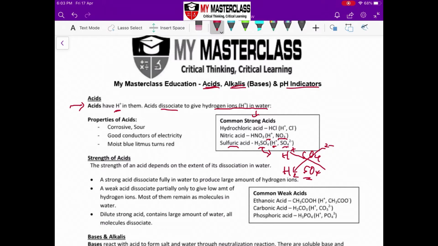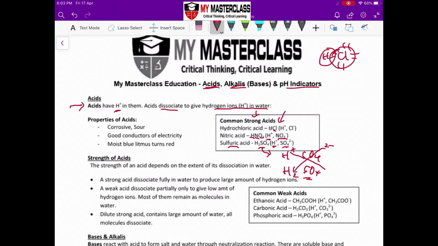If you look at all these acids, they are essentially covalent compounds because this is non-metal bonded to non-metal. Non-metal, non-metal, non-metal. So they share electrons. We use the simplest example, your hydrochloric acid. It will look like this in your chemical bonding.